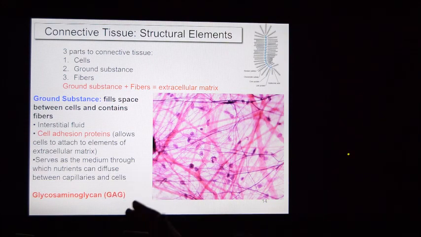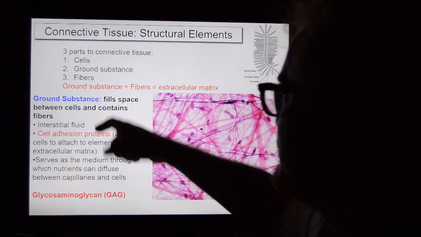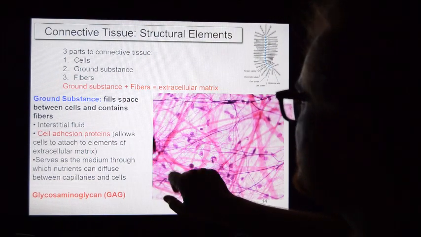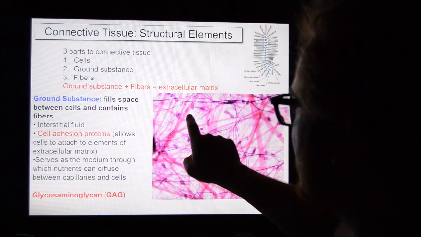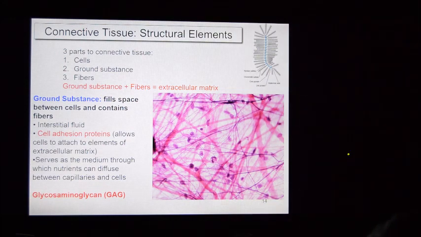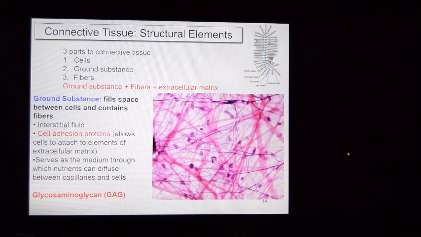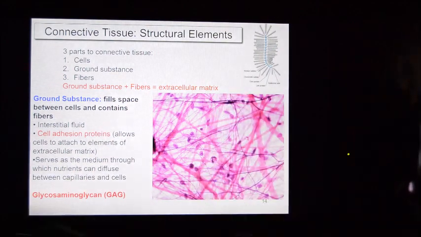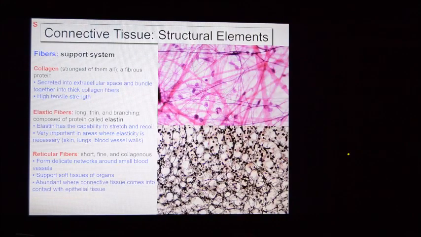Now, all connective tissues will have cells, ground substance, and fibers. You can see cells here. These little dots, these are nuclei of cells. You can see ground substance here. This is like a gel in the background, this kind of clear area. All of that clear is actually filled with a gel, which would be considered a ground substance. And then you can obviously see a pile of fibers here. And that is the classic connective tissue concept. Cells, ground substance, and fibers.